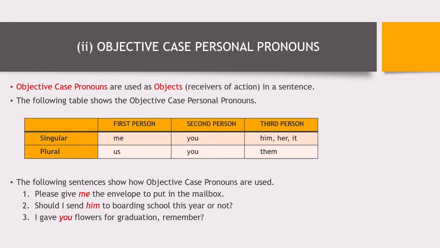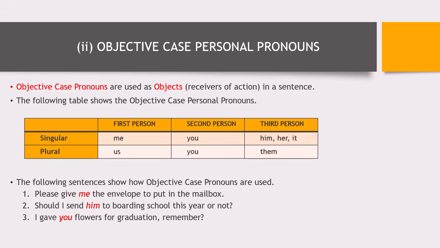Objective case personal pronouns. Objective case pronouns are used as objects, receivers of action, in a sentence. The table shows the objective case personal pronouns. The following sentences show how objective case pronouns are used.